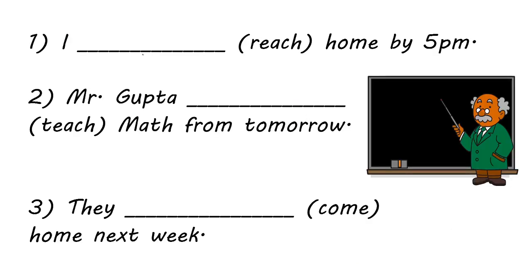So here, I dash home by 5 p.m. The verb given is reach. So in order to frame this sentence in future tense we are going to add will before the verb reach. So I will reach home by 5 p.m. Mr. Gupta dash math from tomorrow. So Mr. Gupta will teach math from tomorrow. They dash come home next week. So they will come home next week. Now all these sentences are in simple future tense.